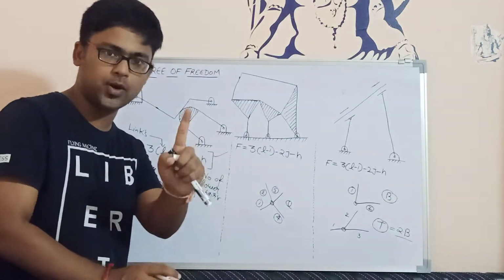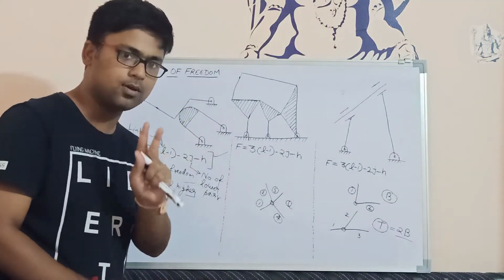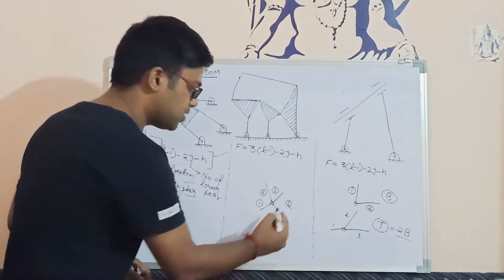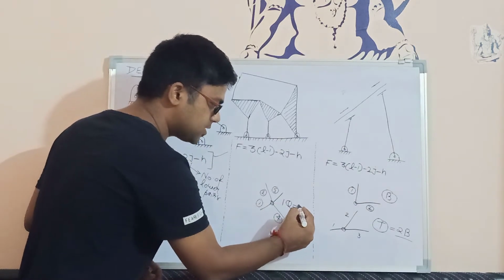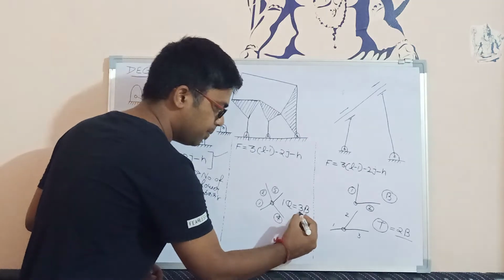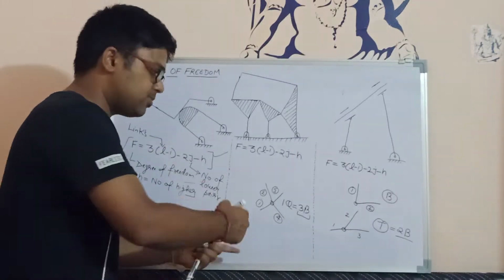So in the question, if we have one binary joint, it is going to be equal to 2 binary joints, and the last one, one ternary joint, is obviously going to be equal to 3 binary joints. So this relation must be clear.